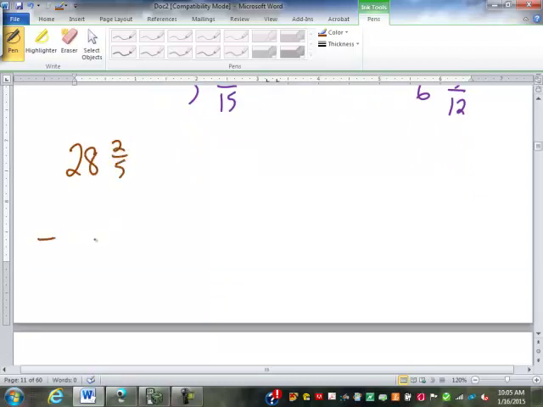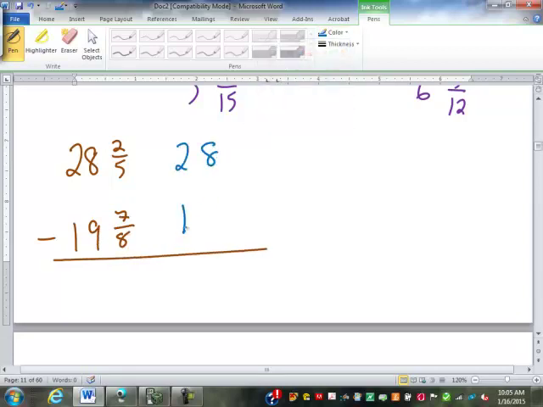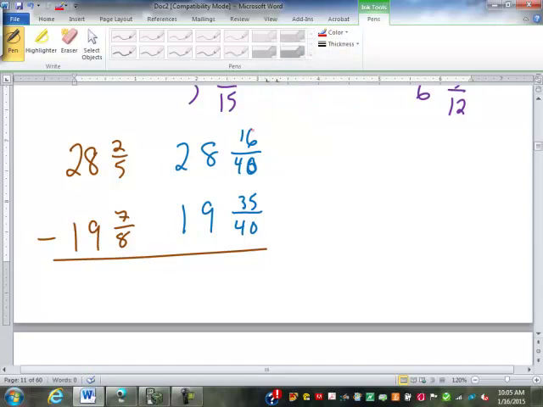So let's do 28 and 2/5 minus 19 and 7/8. Common denominator will be, no getting around it, it's going to be 40. So this will be 16 and 35. We go to subtract. Obviously, we can't do 16 minus 35, so we need to borrow. That's going to be a 7.